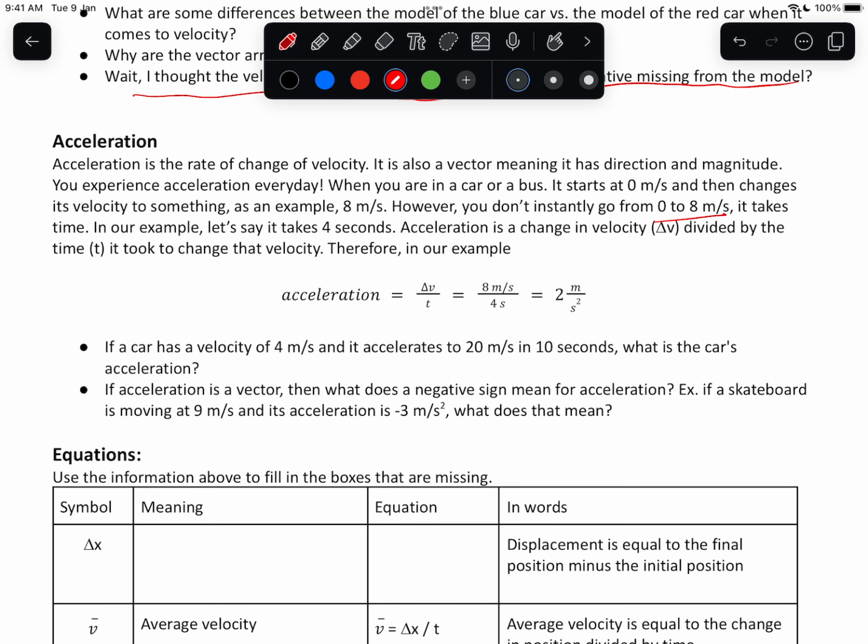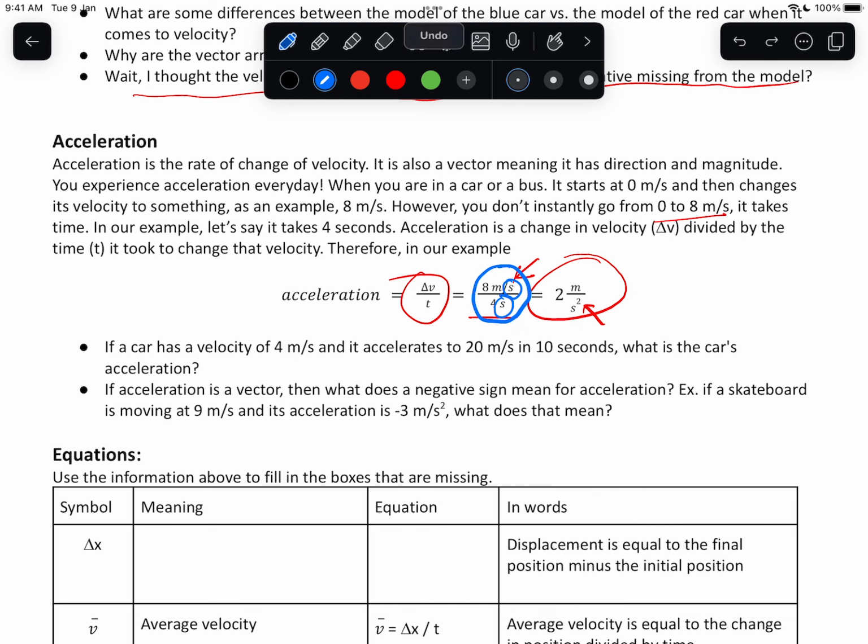Acceleration is a change in velocity divided by the time it took to change that velocity. Therefore, acceleration is the change in velocity over time. My change in velocity, I went from 0 to 8, so my change in velocity was 8 meters per second. It took me 4 seconds to get there. 8 divided by 4 is 2, and I get an answer of 2 meters per second squared. Notice this squared. Why is that squared there? Well, that's one of our definitions of acceleration because it's the velocity changing over time. And look at our equation here, right? I have 1s here, I have 1s here. That is why we have this seconds squared.